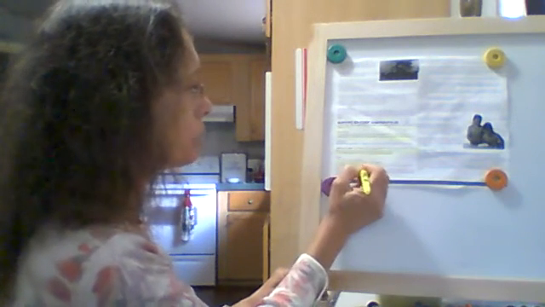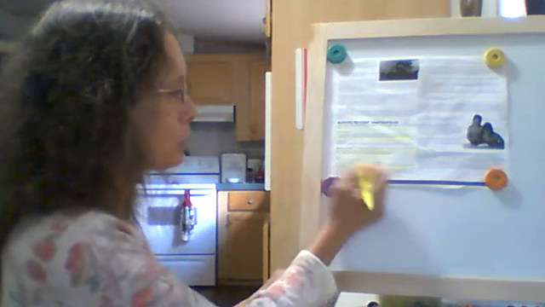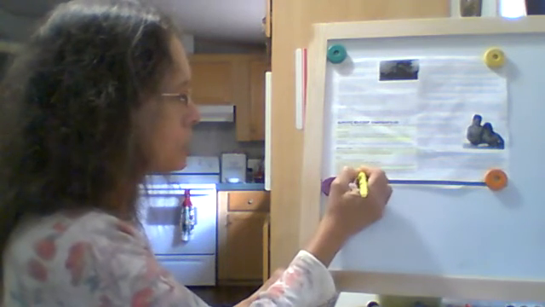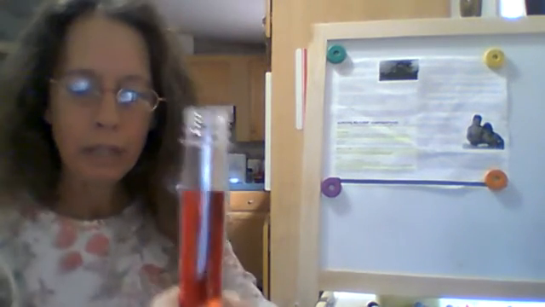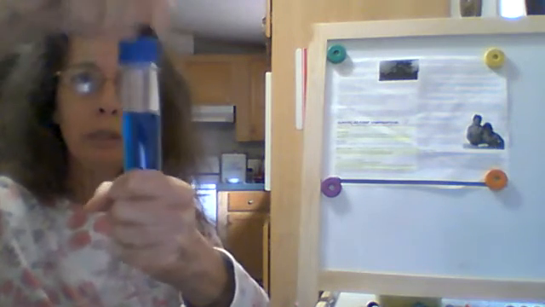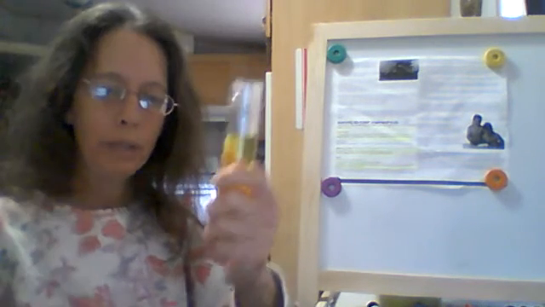Carefully unscrew the lids from the test tubes containing your color solutions and place the test tubes in the rack. So let's do that. We're going to take the lid off the red, set it here behind it, put the red back in, take the lid off the blue, put it right here behind, and take the lid off the yellow and put it behind.